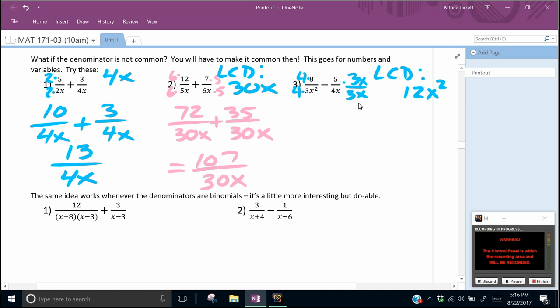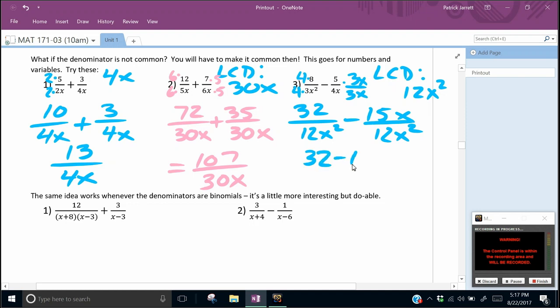You remember, you have to multiply the top and bottom in this case. It's not where you multiply everything out by the LCD. You have to actually multiply everything. So you have 32 over 12x squared minus 15x over 12x squared, and it's just going to be 32 minus 15x over 12x squared. And that's all you need to do.